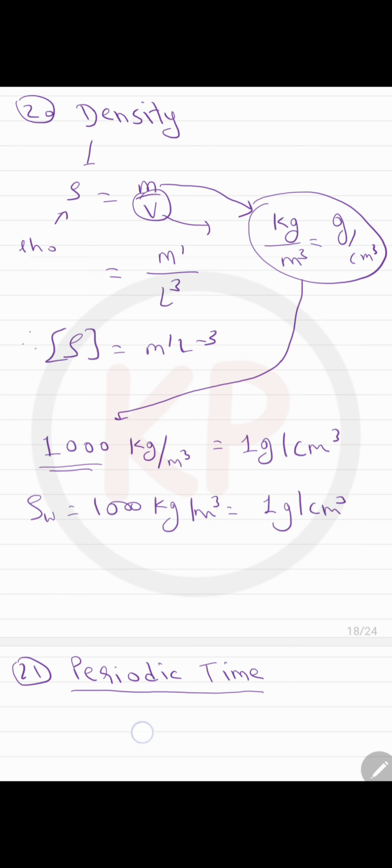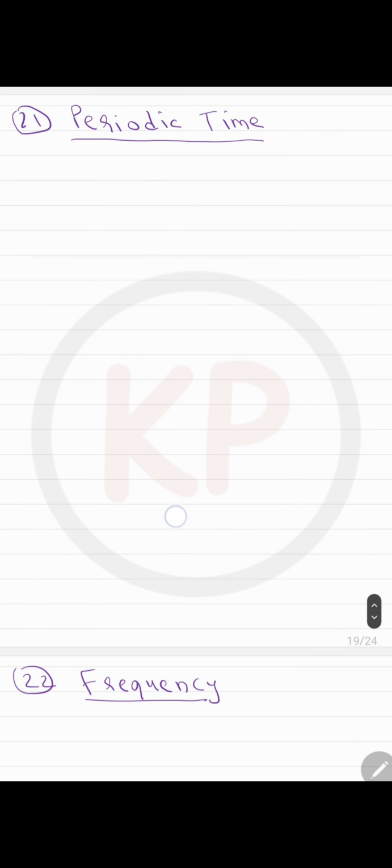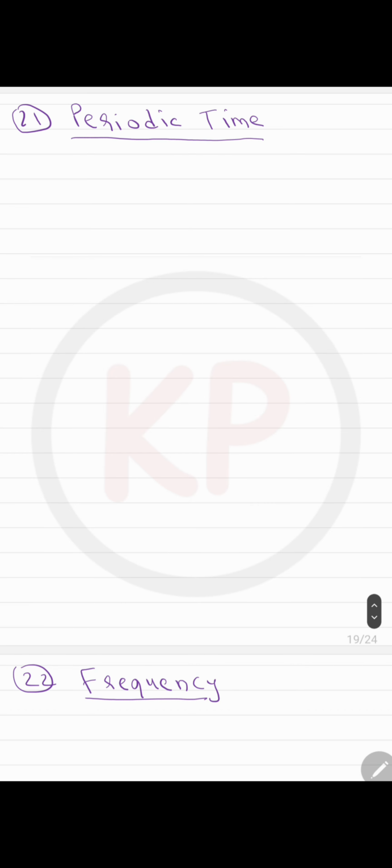Okay, next, periodic time. Periodic time is the time taken for one full oscillation or one full periodic motion. Periodic motion is a type of motion which repeats at regular intervals of time, like the motion of the earth around the sun, or the motion of the hour hand, second hand or minute hand of a clock. So periodic time is the time taken to complete one full periodic motion.